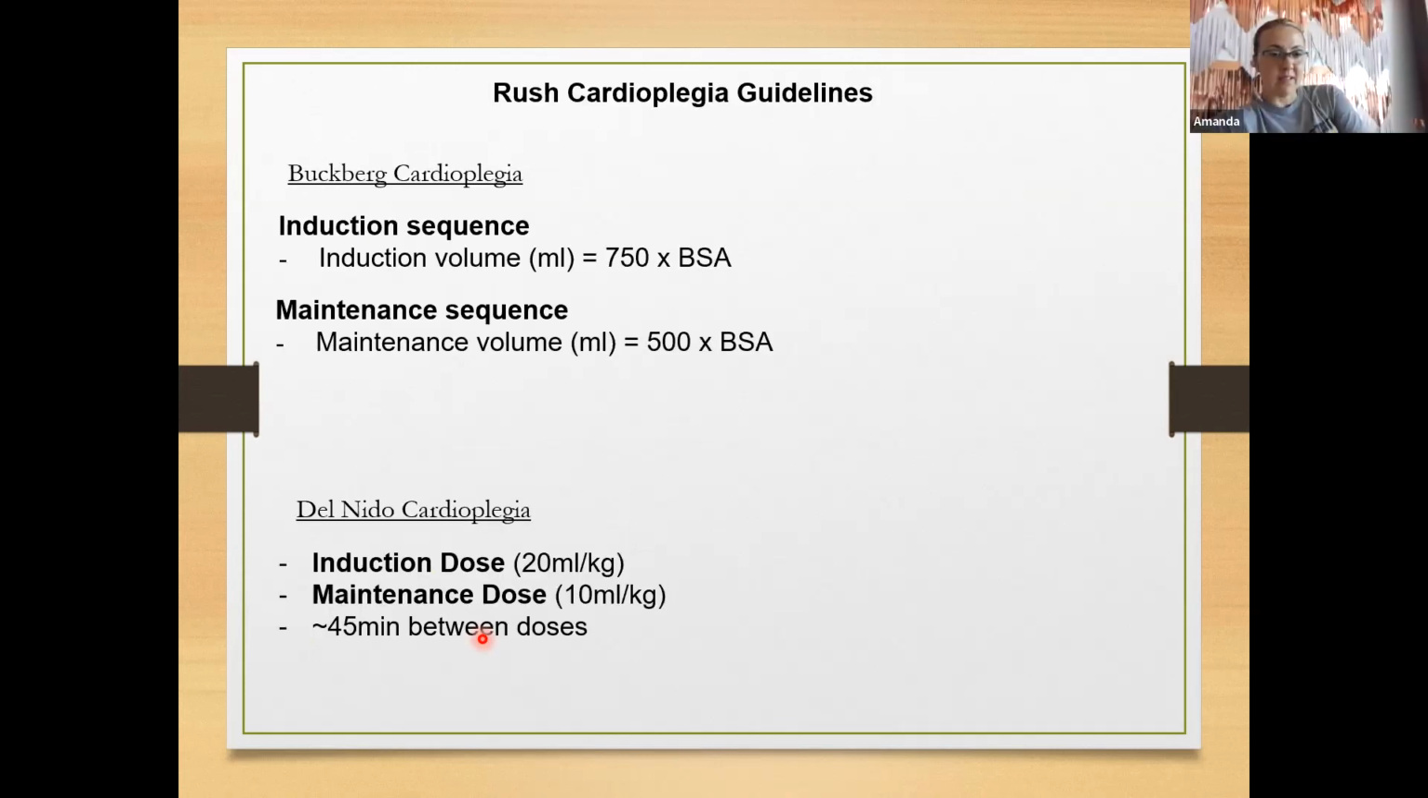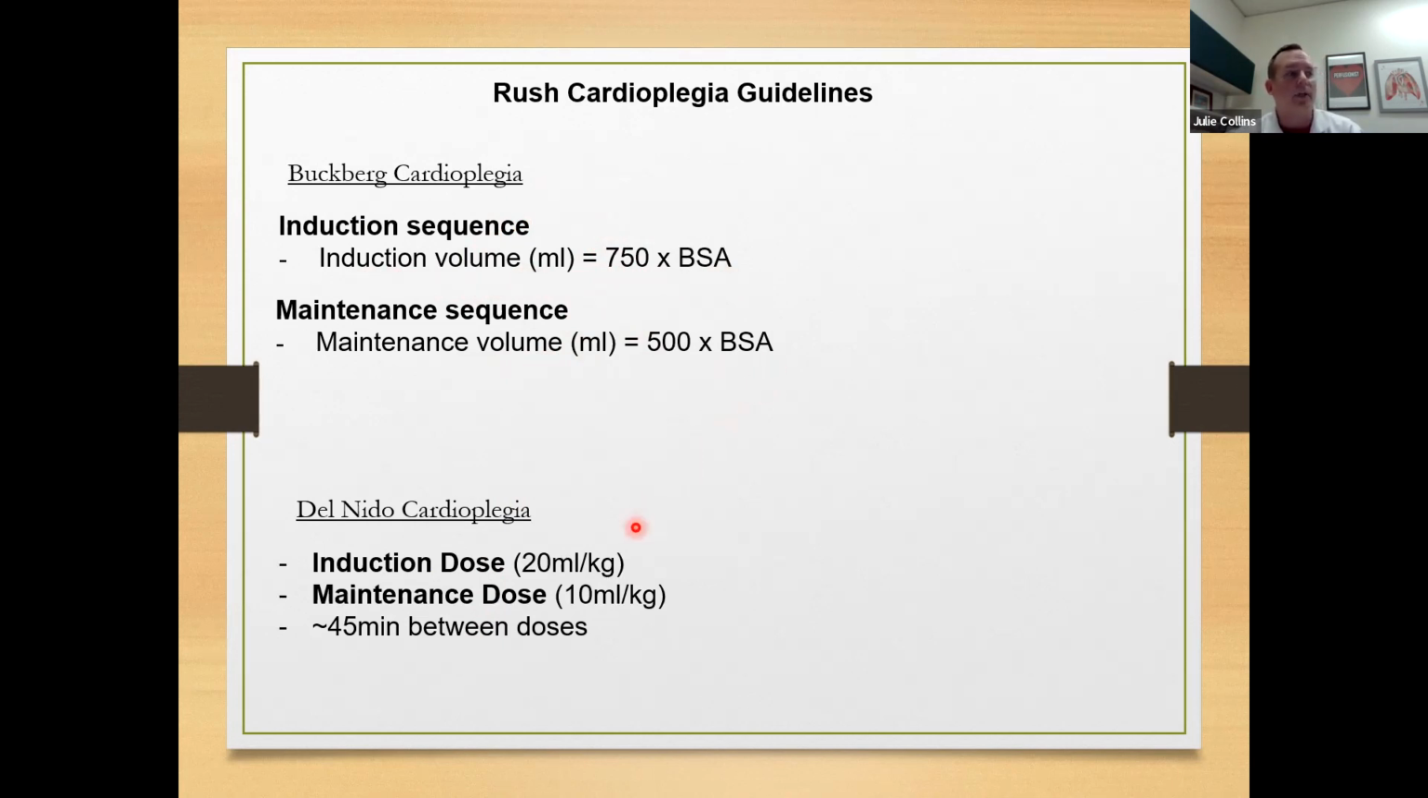Here's back when I was at Rush, when we gave Buckberg for peds, this was our protocol. And things I show you like this, just so you know, are very institution specific. So I don't want you to think that this is the only way to give Buckberg, but how we would do it, we would do an induction. We'd use that A bag. We do 750 times the BSA, and that would tell us our A bag induction dose. And our maintenance doses would be 500 times the BSA. So that's how we would deliver Buckberg cardioplegia.